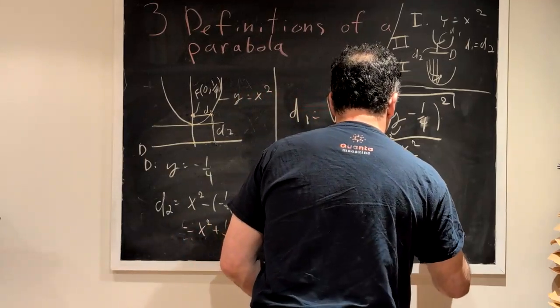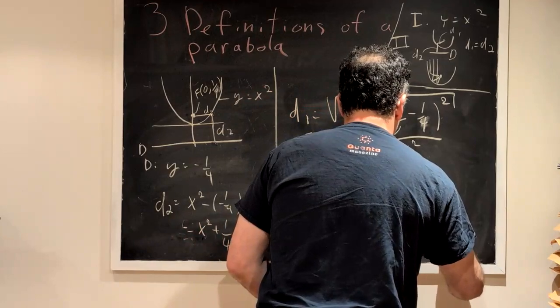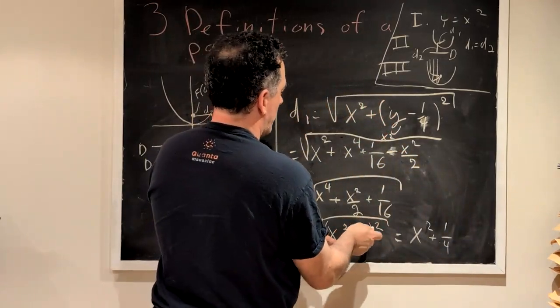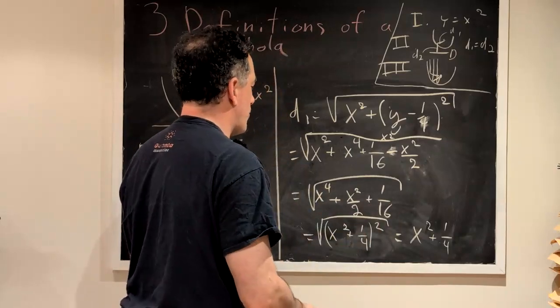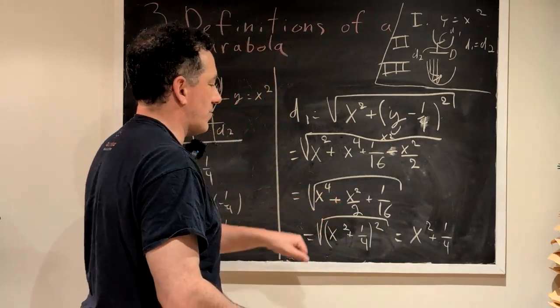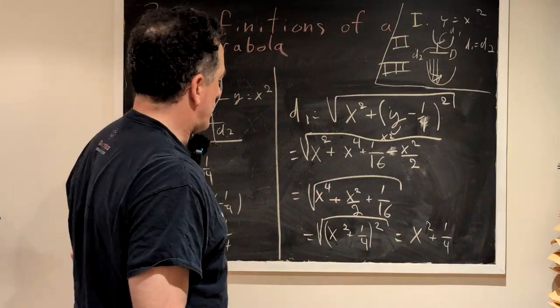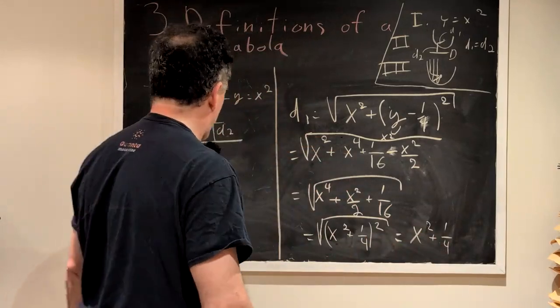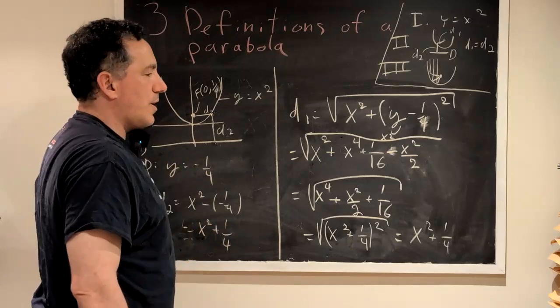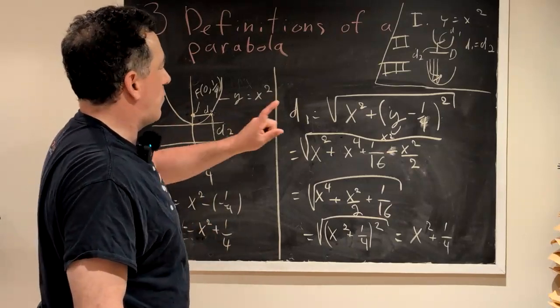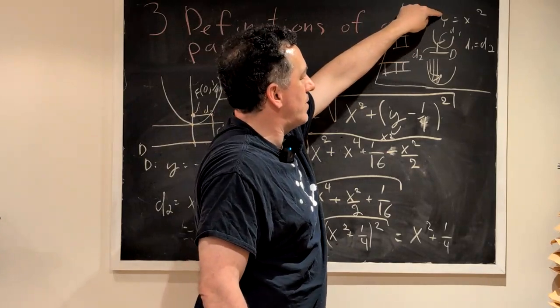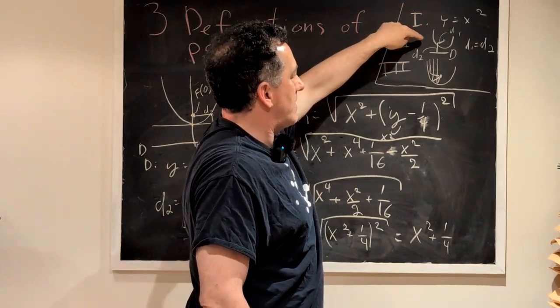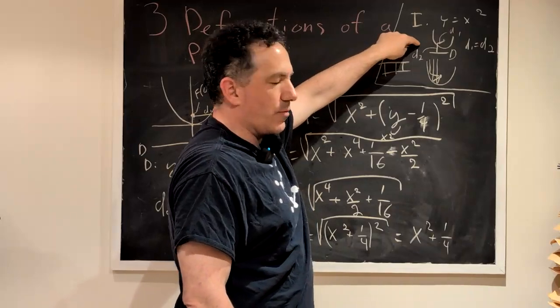equal to x squared plus 1/4, because this is always a positive number, everything's a positive number, so we don't have to worry too much about the sign, is it plus or minus. So this is equal to x squared plus 1/4. Then we have proved that if we have an equation of the form y equals x squared, we will get something that meets this definition of the parabola.